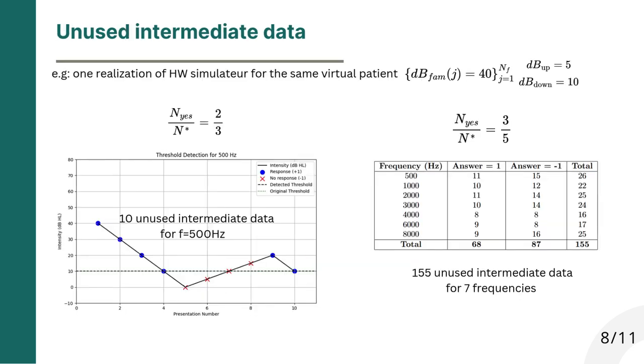Here we show a table listing the number of yes and no responses collected during the Hughson-Westlake procedure. What's important to note is that the final audiogram only keeps one threshold point per frequency. However, the test actually generates several intermediate responses that are typically discarded. These points, although ignored in the standard protocol, contain valuable information. By leveraging them, we could perform a more continuous and data-rich estimation of the hearing threshold instead of relying on a single binary decision per frequency.